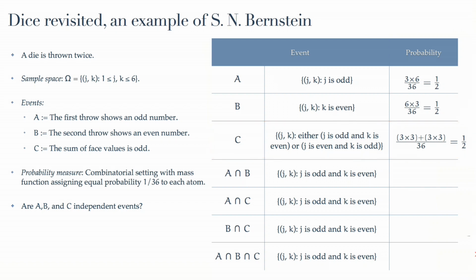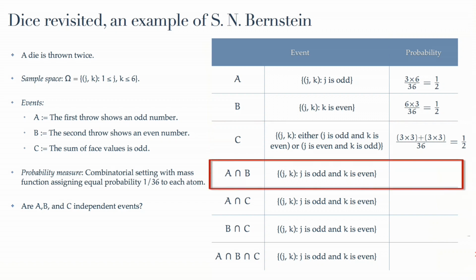Let us now consider intersections of pairs of these events. What does it mean to say A intersection B? This means that the first face shows an odd number, and the second face shows an even number. In other words, we are looking at ordered pairs J and K, where J is odd, there are 3 possibilities, K is even, there are 3 possibilities. Therefore, there are 3 times 3, or 9 possibilities out of 36, and therefore, the chance of A intersection B is 1 in 4. But a very similar argument works for A intersection C and B intersection C.